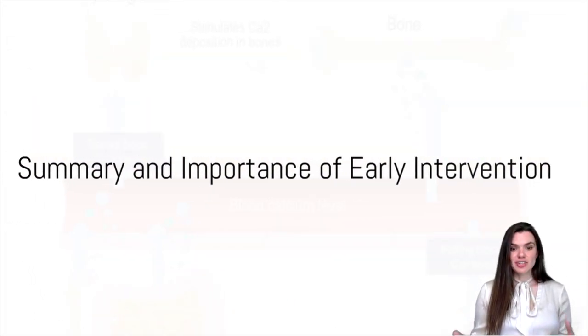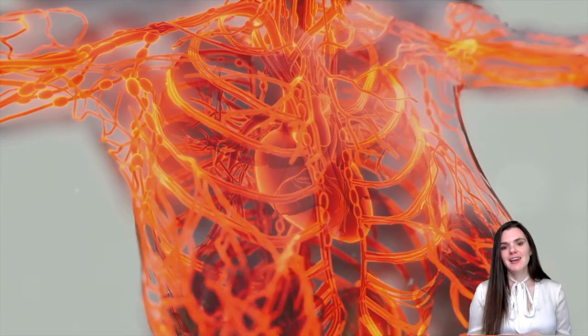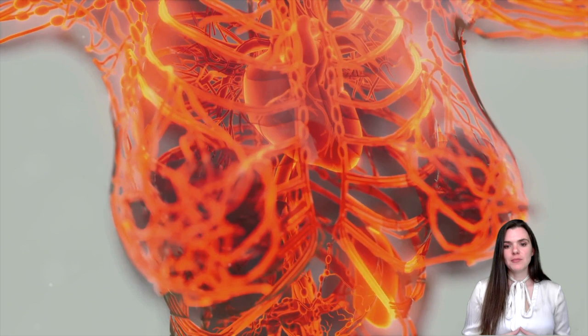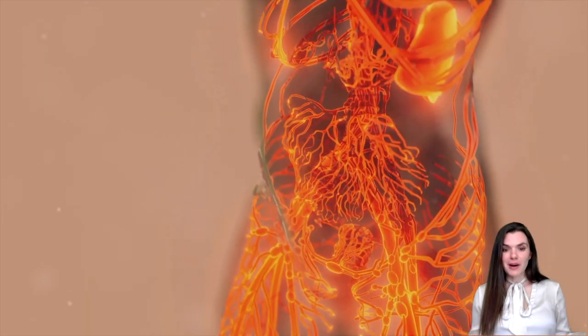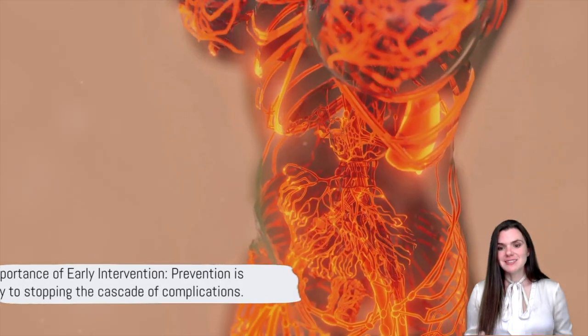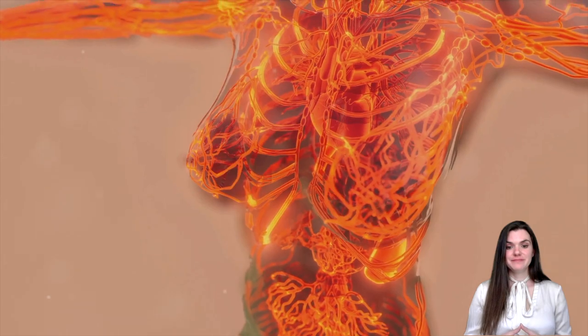To sum it up, this chart shows us how a single issue like decreased tissue perfusion can spiral into multiple complex problems, affecting everything from cellular metabolism to whole body energy stores. It highlights the importance of early intervention to prevent this cascade of complications.